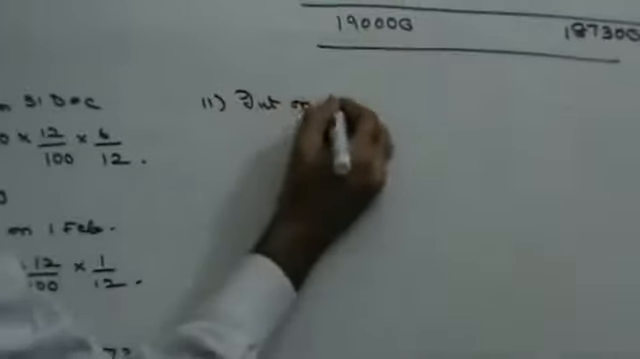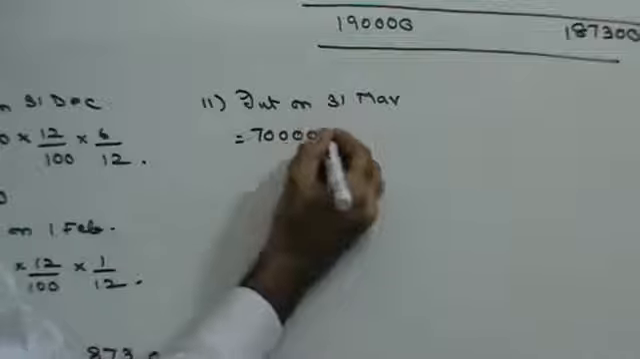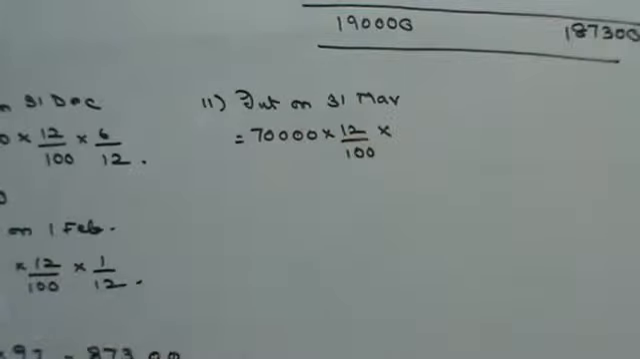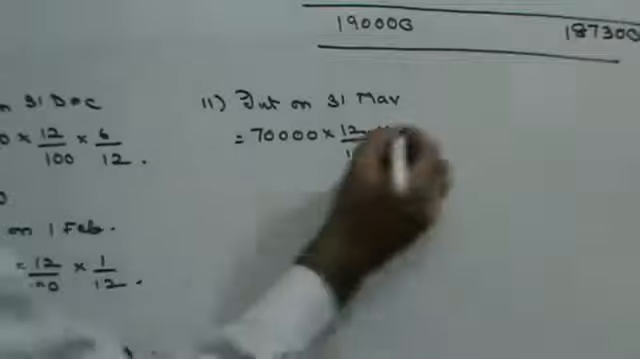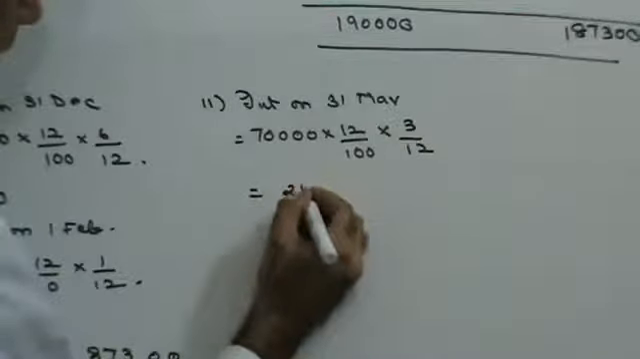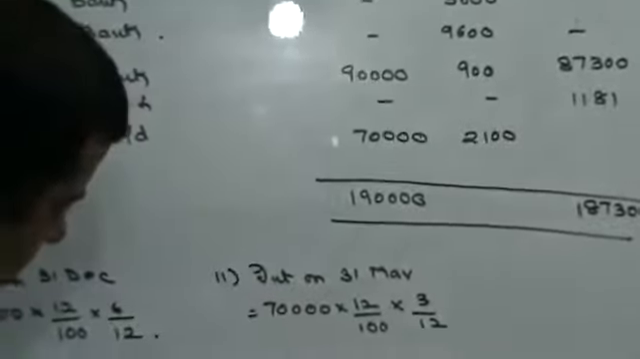Interest on 31st March. You have 70,000 worth debentures. These are 12% debentures, and closest previous date 31st December. That means 3 months. Someone please help me get this. 2100. Yes, sir.